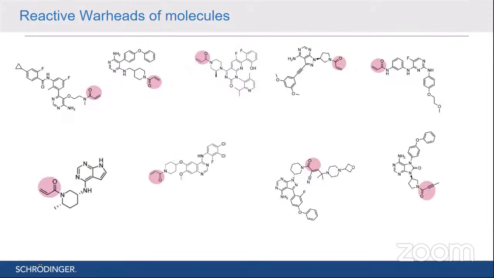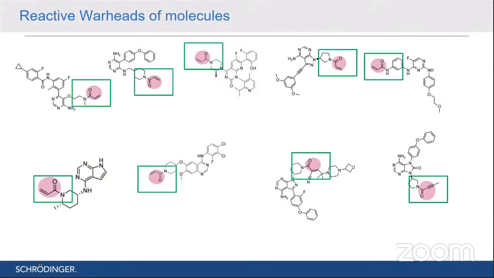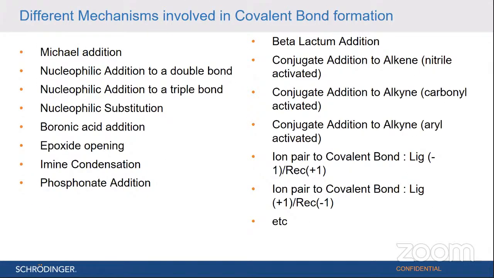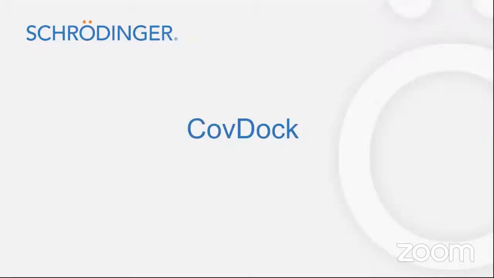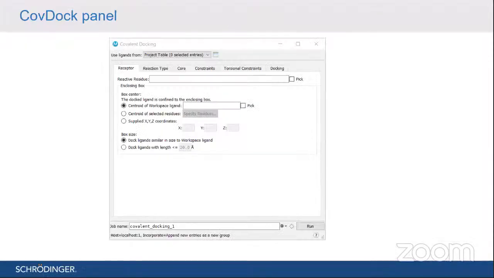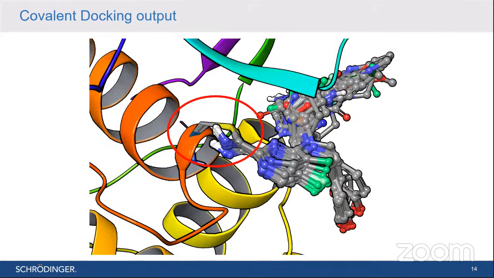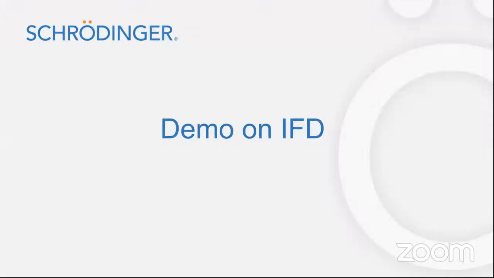Now, these are some of the reactive warheads that are going to be used. And there are various well-known reactions. And I'll show you the covalent interface. And let me explain, this is how the covalent bond forms. I'll show you the demo now.